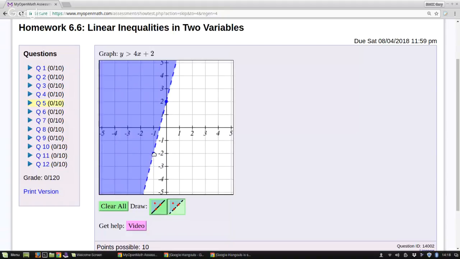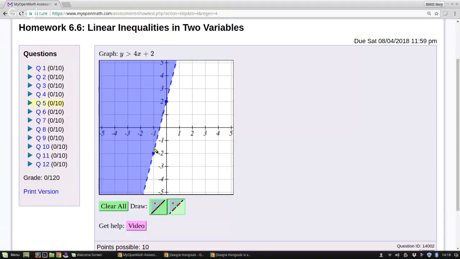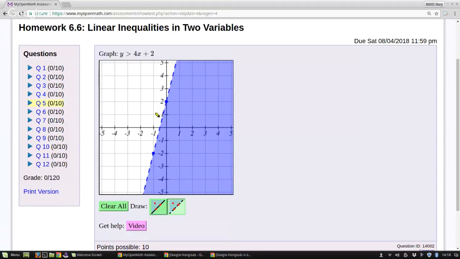And again, from this lower point, if I go up 4 and over 1, okay, so I definitely have the right line. Now I need to figure out which side to go on.